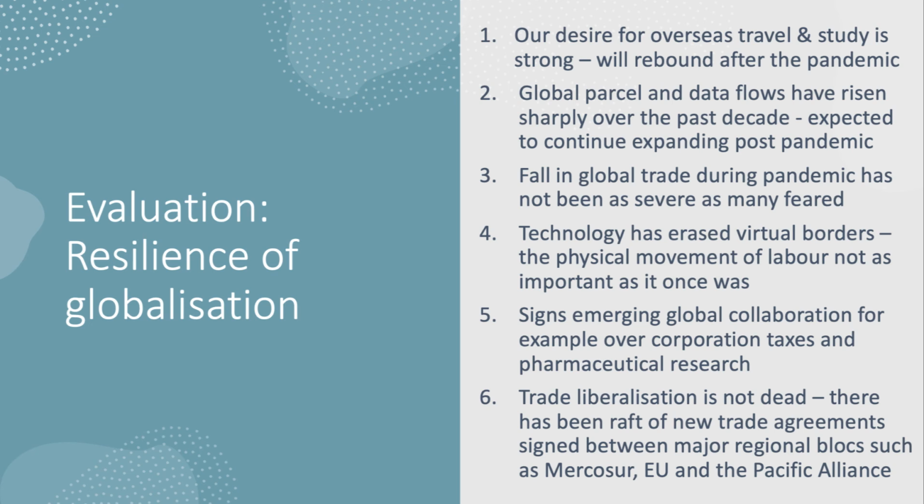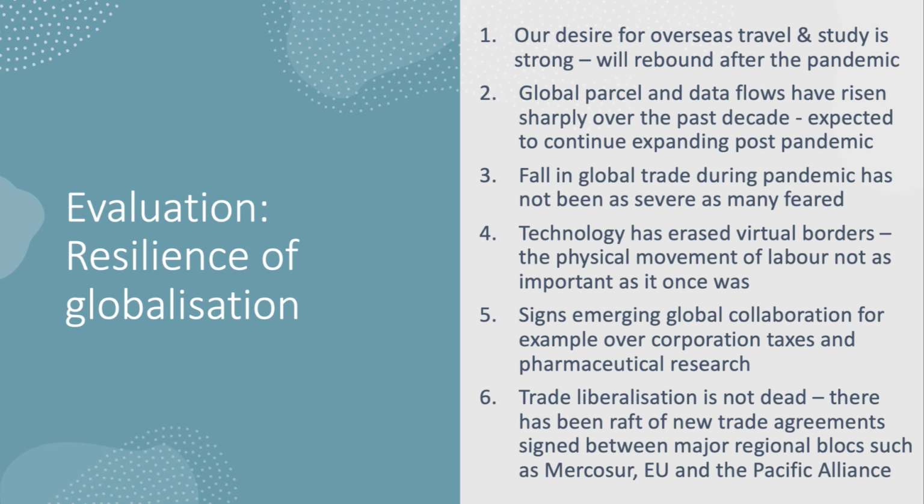There's also some signs emerging of global collaboration. Signs, for example, that countries might be thinking about having minimum corporation tax rates. There's been a huge global collaboration in scientific research. Number of co-authorship of articles and scholarly journals has gone up. Countries cooperating with each other to fast track vaccine research and testing and deployment. Some really good and positive aspects of global collaboration at a scientific and intellectual level.